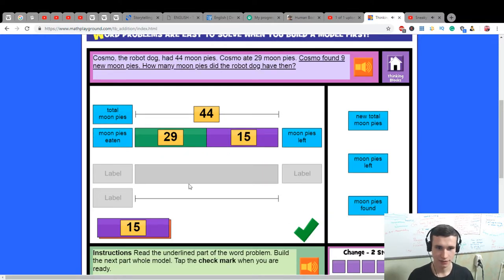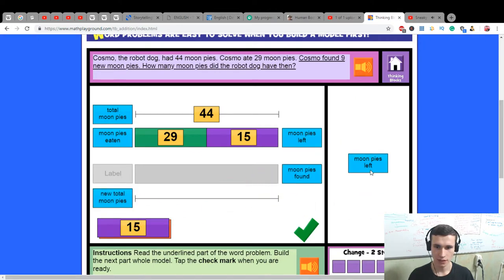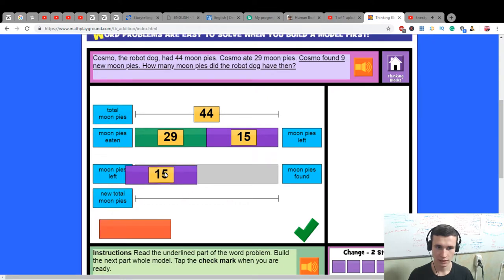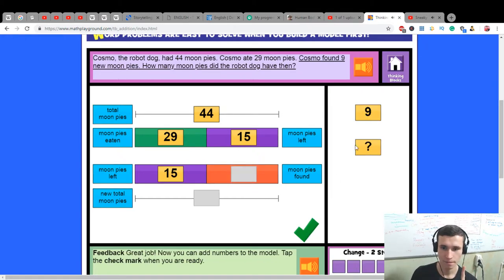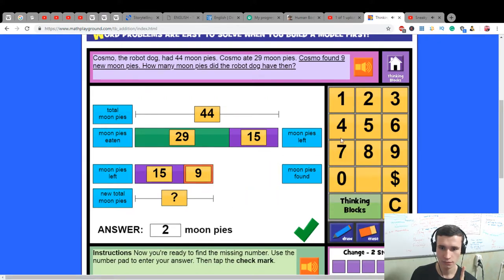Okay, let's try. New total moon pies. Moon pies found. Moon pies left here. And here moon pies found is our number 9. It will be 24 in total. 24. Nice music.